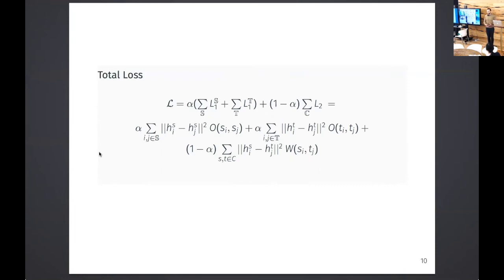All right. So this is our total loss function, okay? We have the source and target loss that I highlighted earlier. We have the correspondence loss, and we have a mixing parameter alpha to balance. Maybe it's more important for me to maintain the local structure versus the correspondence structure, or vice versa, okay? All right, and I expanded it for you.